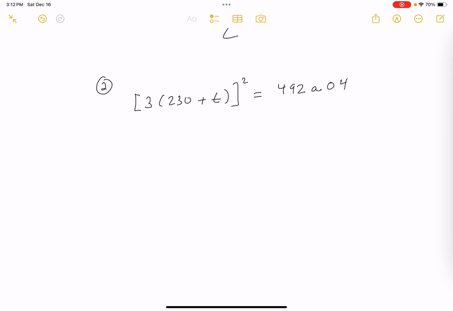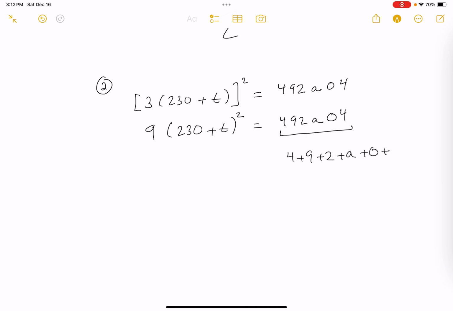Right, the first thing I would do is just a little bit of work, not too much. So the 3 squared is 9, and then you get (230 plus t) quantity squared, and that's 492A04. The first thing I like to do is figure out what the digit A is. And the way to do that is you just add the digits together of this number here, and that should be divisible by 9. So let's do that. So 4 plus 9 plus 2 plus A plus 0 plus 4, and it should be divisible by 9.